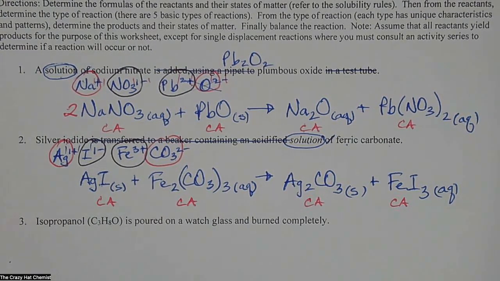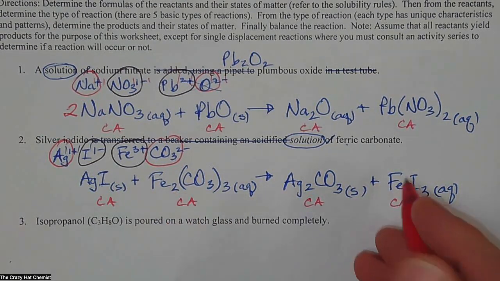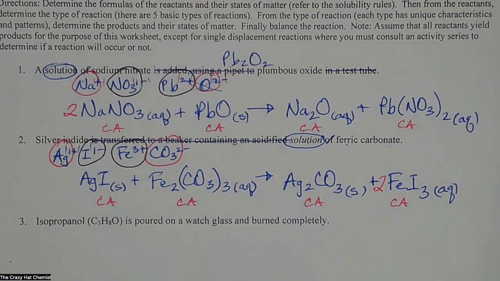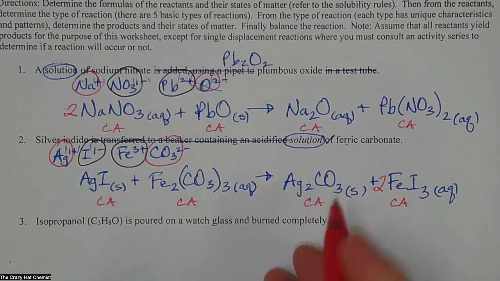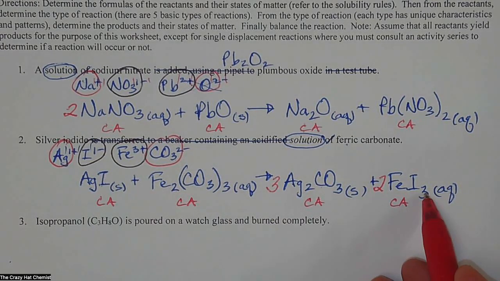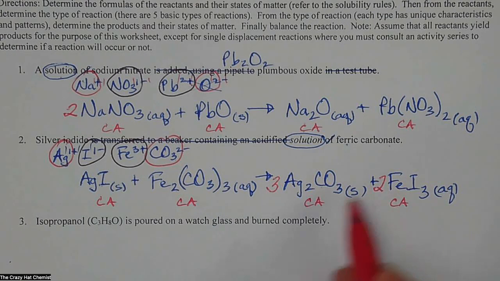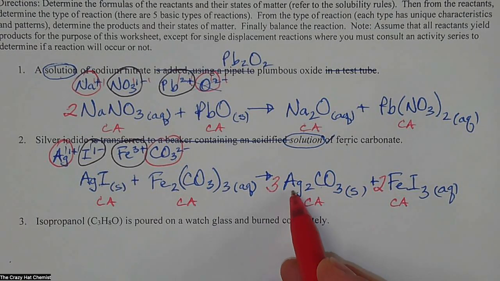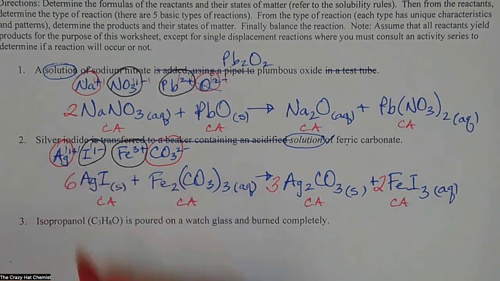Now what we need to do is balance this. In balancing, we typically follow the rule of starting with the most difficult compound first, and that is this right here. We have two irons, we have one iron, I'm going to place a two right here. We have three carbons, we have one carbon, I'm going to place a three right here. If you look, we have two times three, that's six iodines, and three times two, that's six silvers. So I'm going to place a six right there.